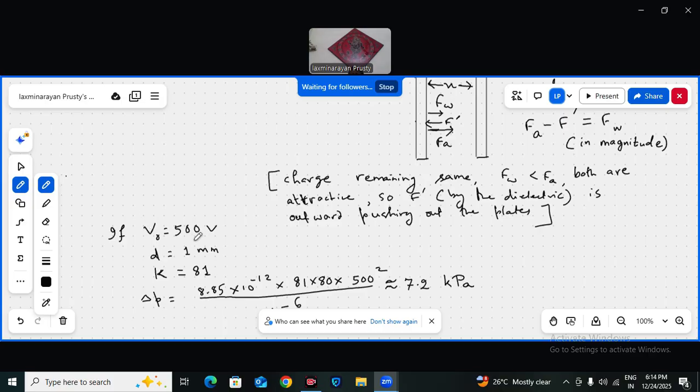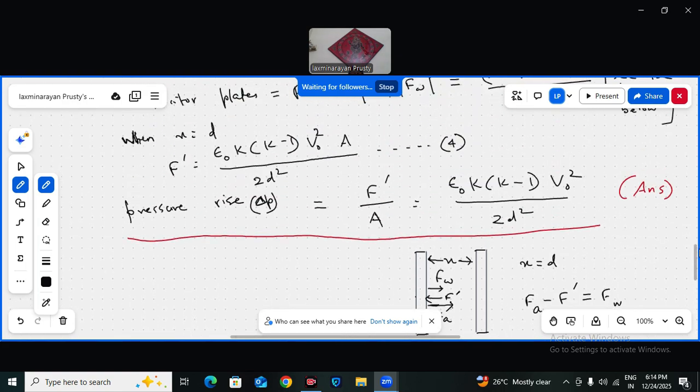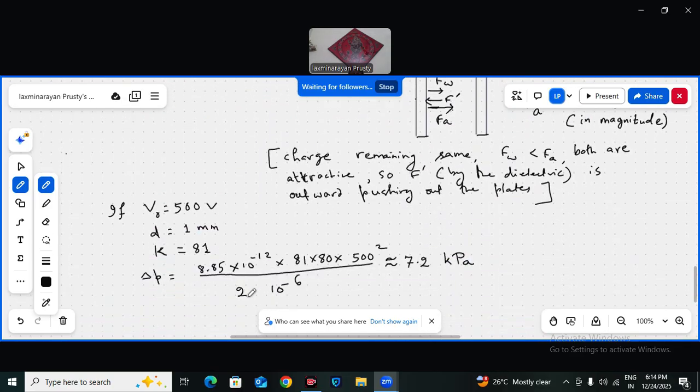I'll just give numerical values. V naught is 500 volt, d is 1 millimeter, K is 81. Delta P is just putting the values: epsilon naught K into K minus 1. Epsilon naught, K is 81, K minus 1 is 80, into V naught square by 2D square, where D is 1 millimeter, 10 to the minus 3 square, 10 to the minus 6. So that gives us around 7.2 kilopascal, 7.21 something it may be.